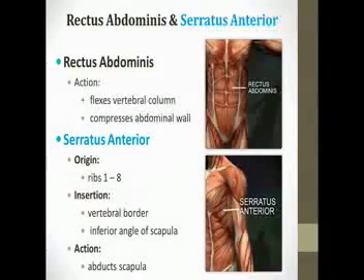Serratus anterior. It originates on ribs 1 through 8, inserts onto the vertebral border and inferior angle of the scapula, and its action is to abduct the scapula.